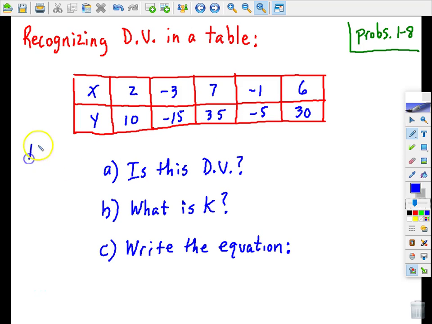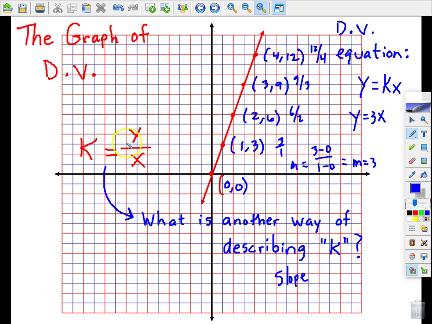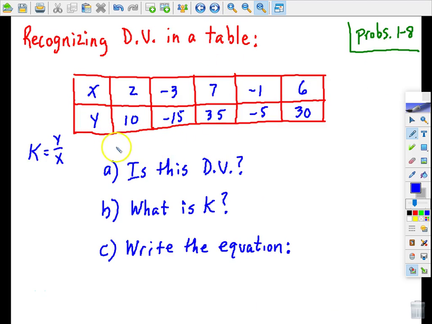Well, let's go back to what we learned about that constant of variation. That constant of variation is determined by doing y over x, just like we did over here. We said every time we did y over x, we came up with the same number, and that number was 3. Well, let's apply that in this particular case. Let's do y divided by x for each ordered pair and see what happens.